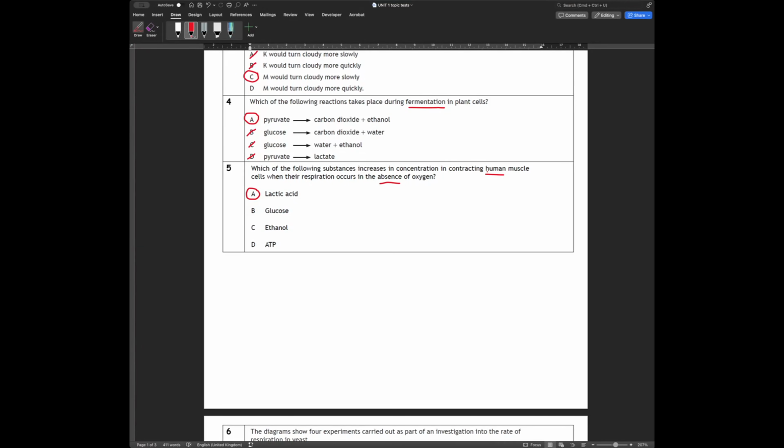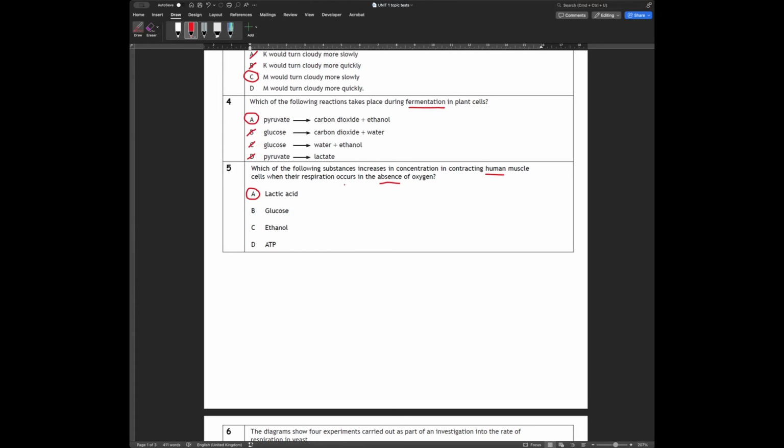If it said plant or yeast cell, then ethanol would have been the right answer, but because it's human or animal cells we're dealing with, it's lactic acid, okay? Now, you're probably wondering as well, why is it not ATP? ATP is produced in the previous step, the breakdown of glucose.